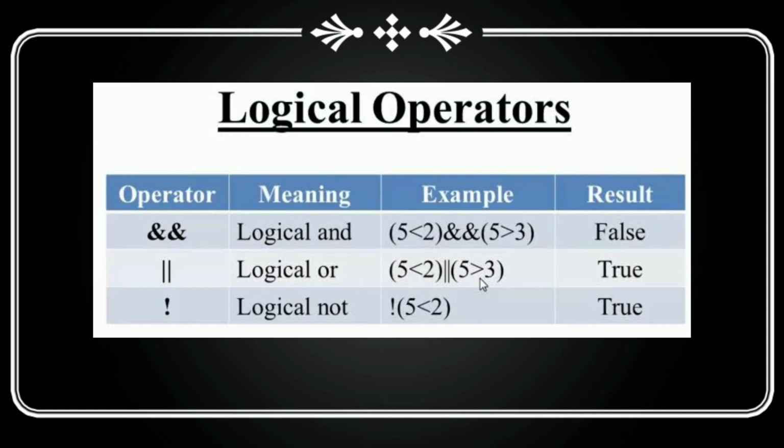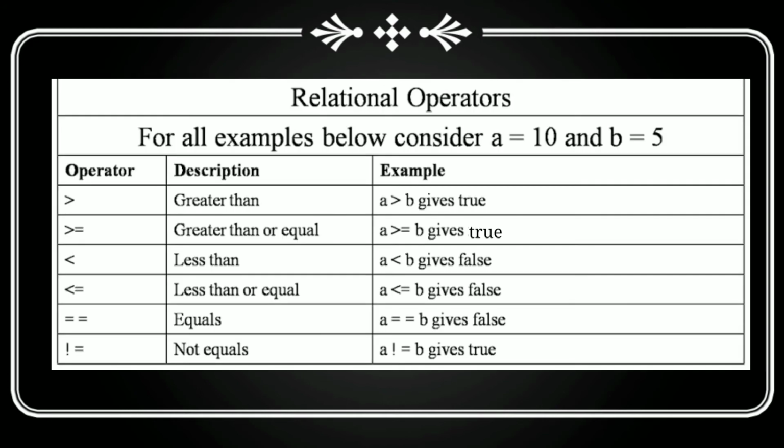In second example, is 5 smaller than 2? False. Is 5 greater than 3? True. Result of true or false will be true. In third example, is 5 smaller than 2? False. And not of false is true.